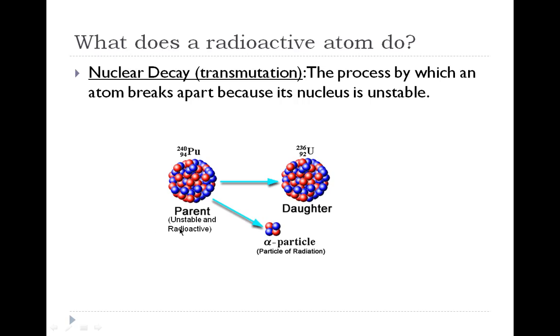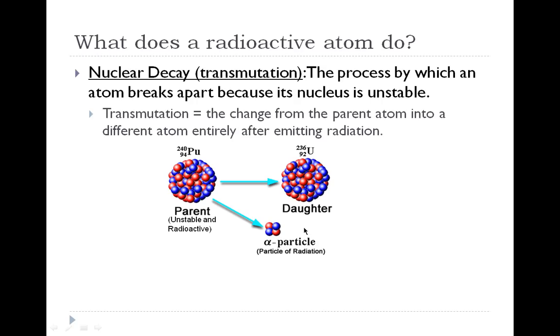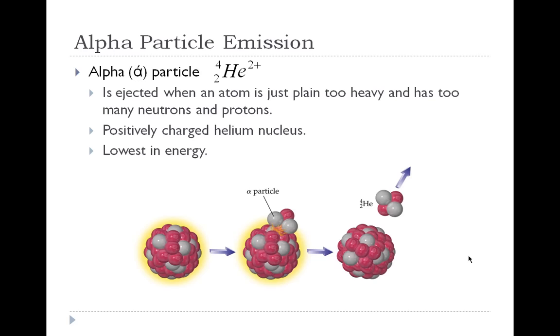So it's an atom of plutonium, and it's unstable, and then it breaks apart, releasing a particle of radiation, which we call alpha radiation. Notice the parent atom changes into an entirely different atom. It was once plutonium, but now it's uranium. That's why we call it transmutation. It's a change of a parent atom into a different atom entirely after emitting radiation. Later on in this lecture, we're going to learn that we can write nuclear equations that describe this change so we don't have to draw pictures. You'll be learning how to write these by the end of this lecture.